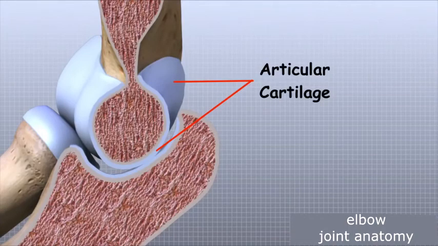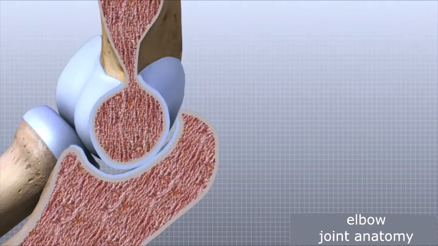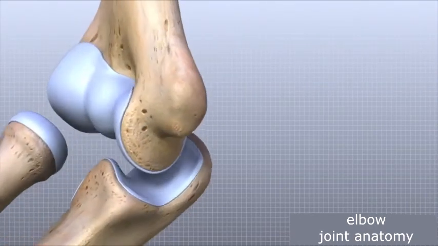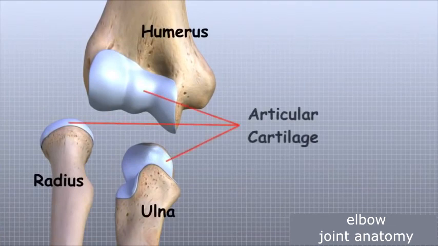Articular cartilage is literally present everywhere where two bones come together to form a joint. It covers the end of the humerus, the end of the radius, and the end of the ulna.